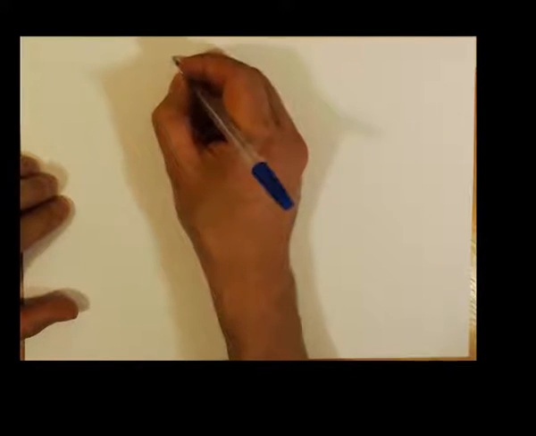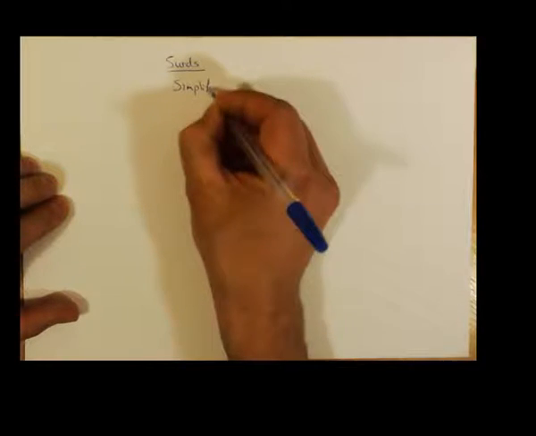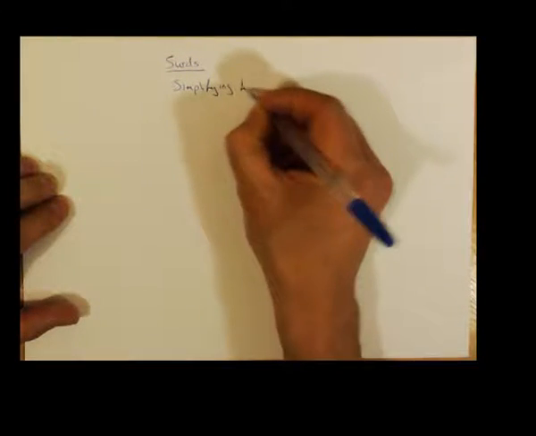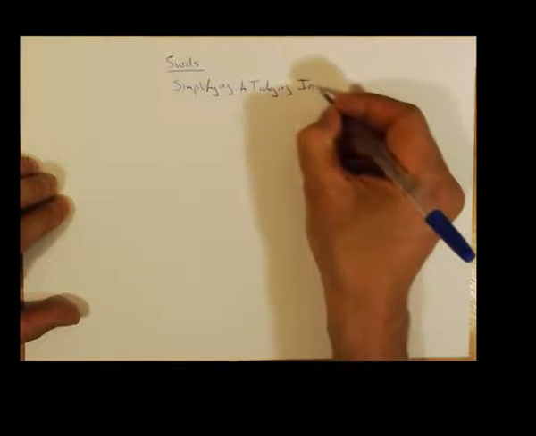In this tutorial we're going to be looking at surds. We're going to be looking at simplifying and tidying irrational numbers.